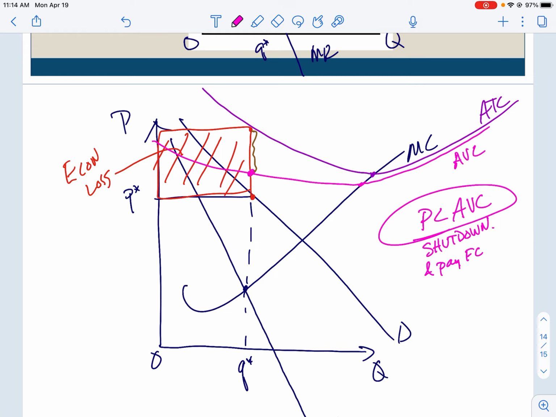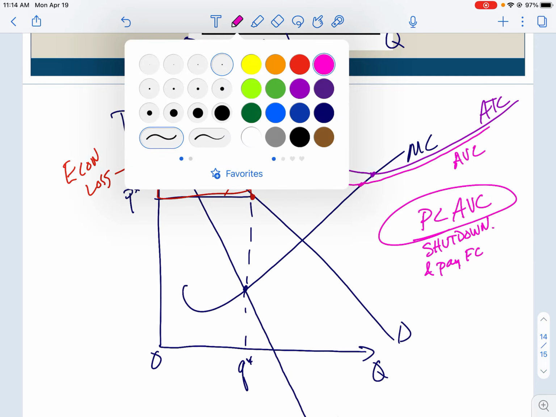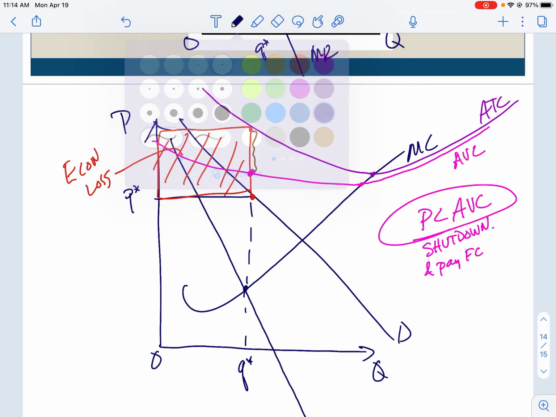It's a scenario where I'd be better off just shutting down and paying the fixed costs. So go back and look at this graph, compare it to the one we did before, and make sure that you understand and can see the difference.